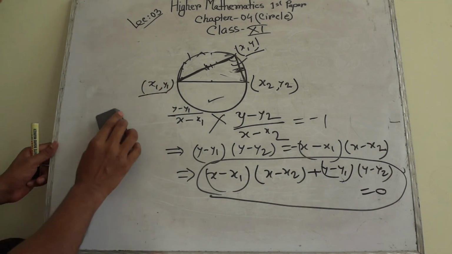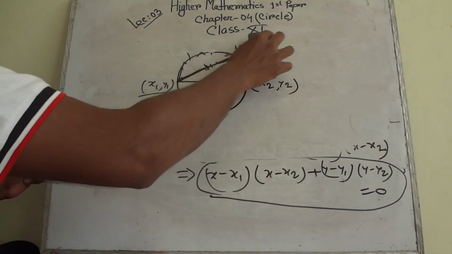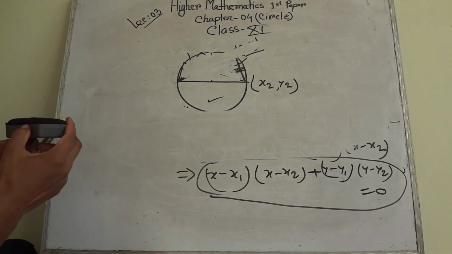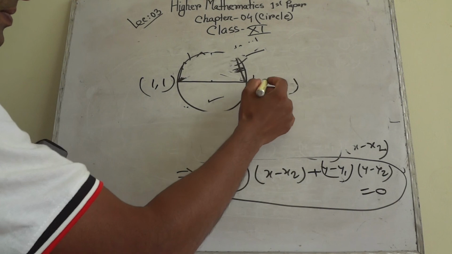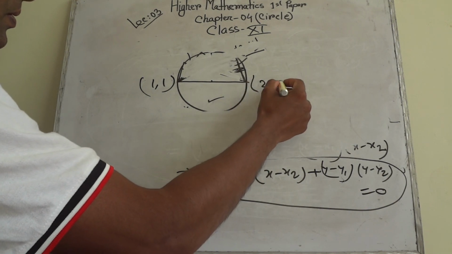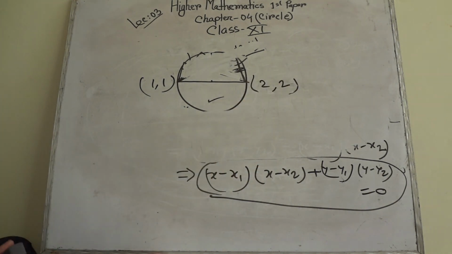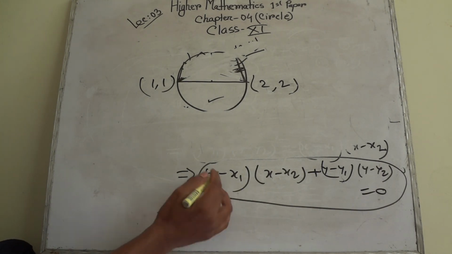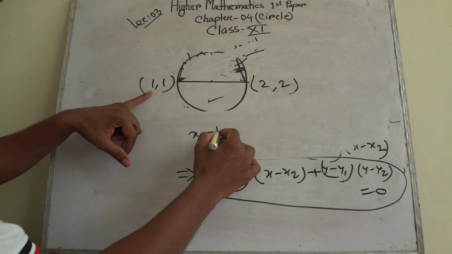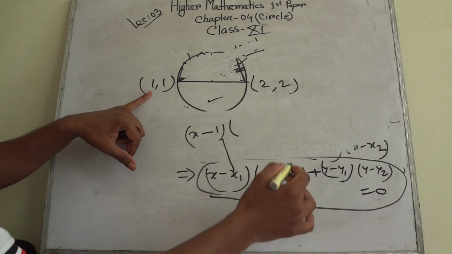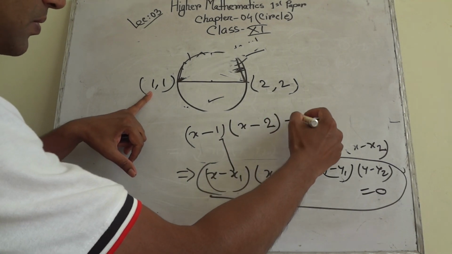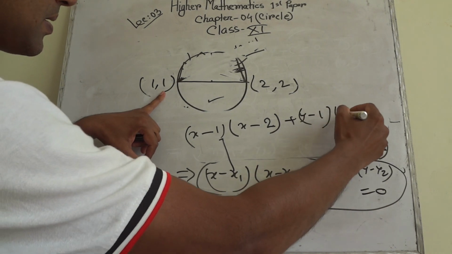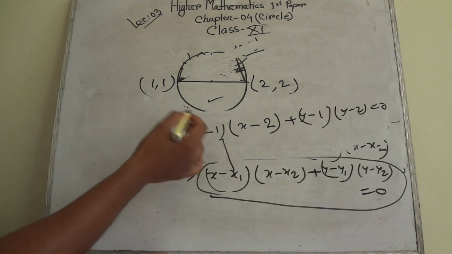Now, if the end points of a diameter are 1, 1 and 2, 2, what will be the equation of circle? That means you have to put here x1 as 1 into (x minus x2), x2 means 2, plus (y minus 1) into (y minus 2), equal to 0. After calculation, you get the result.